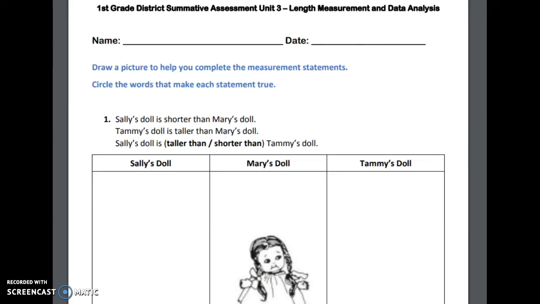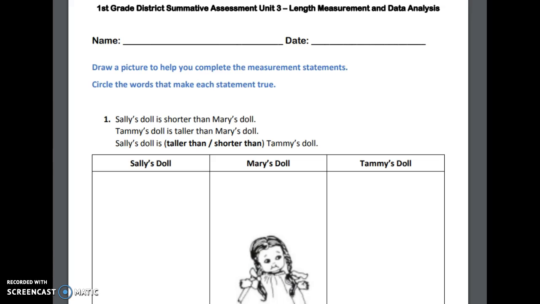Hi friends, this video is to help you through the district summative assessment for length and measurement. So you should have a copy of the test in front of you. Make sure you pause in between questions if you need more time, and of course you can always rewind, go back and listen again if you need to, or if you have questions, ask your teacher.